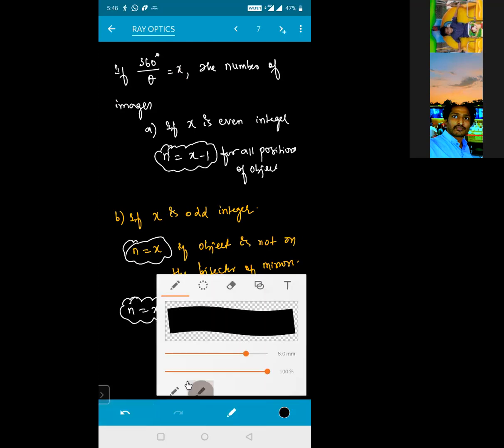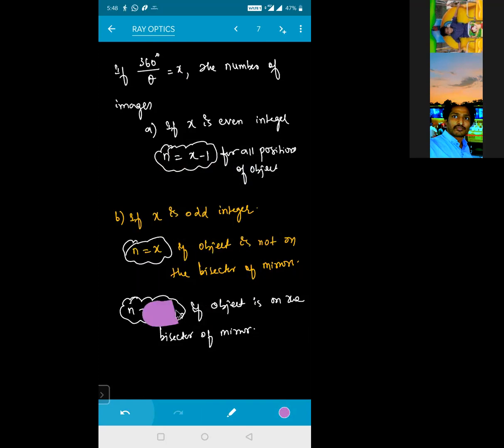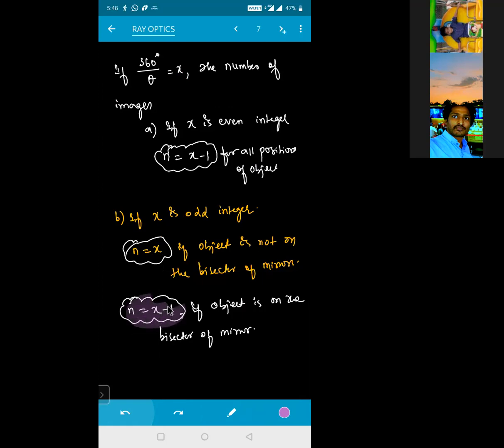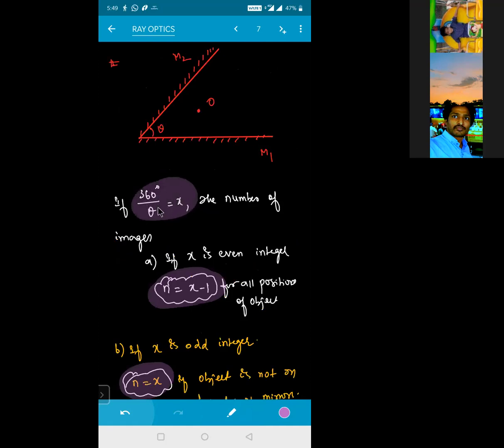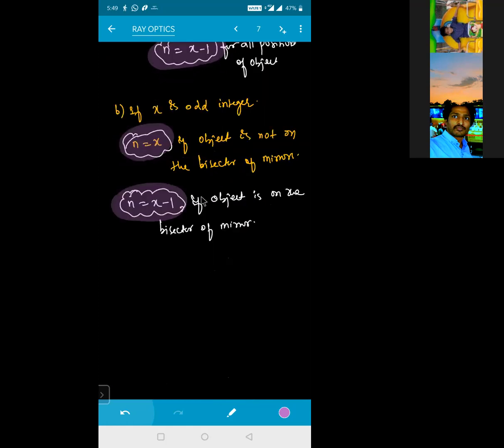Sir, whenever it is in the even condition and we get 360, then if we get 360 also we have to do the same, right, sir? Yes, we can even do it like that for this. No problem. If we get these conditions, clear? So this is one of the ways of calculation.